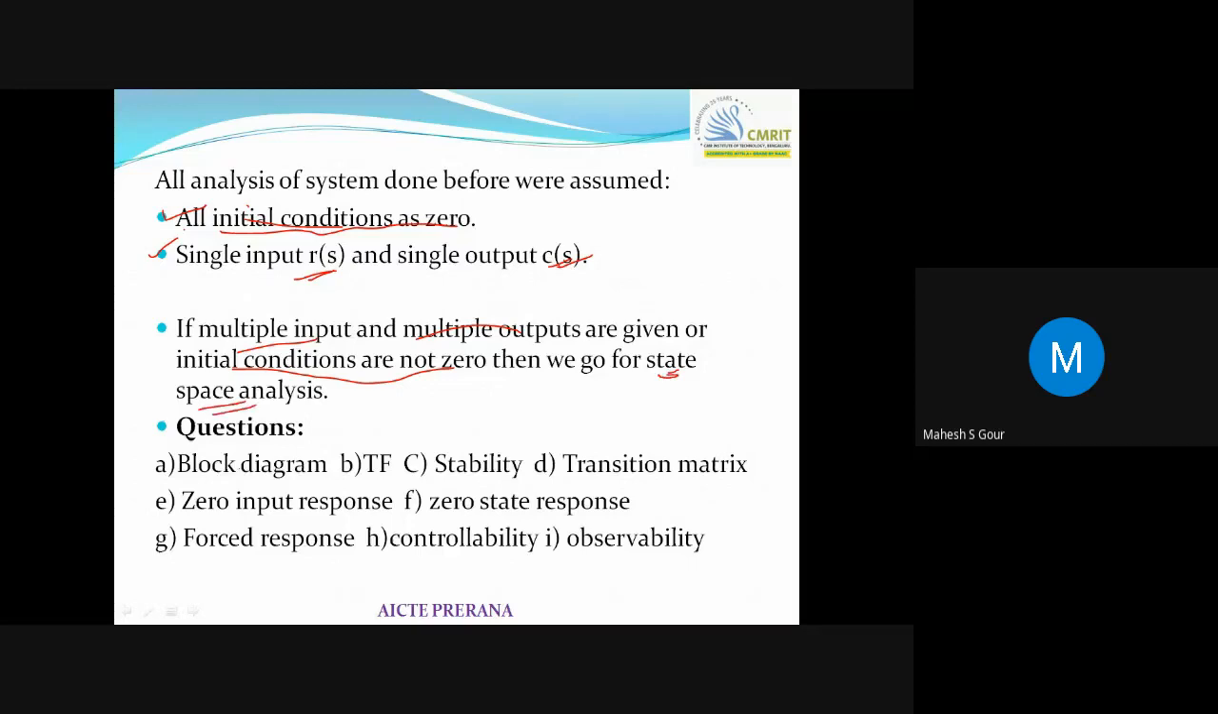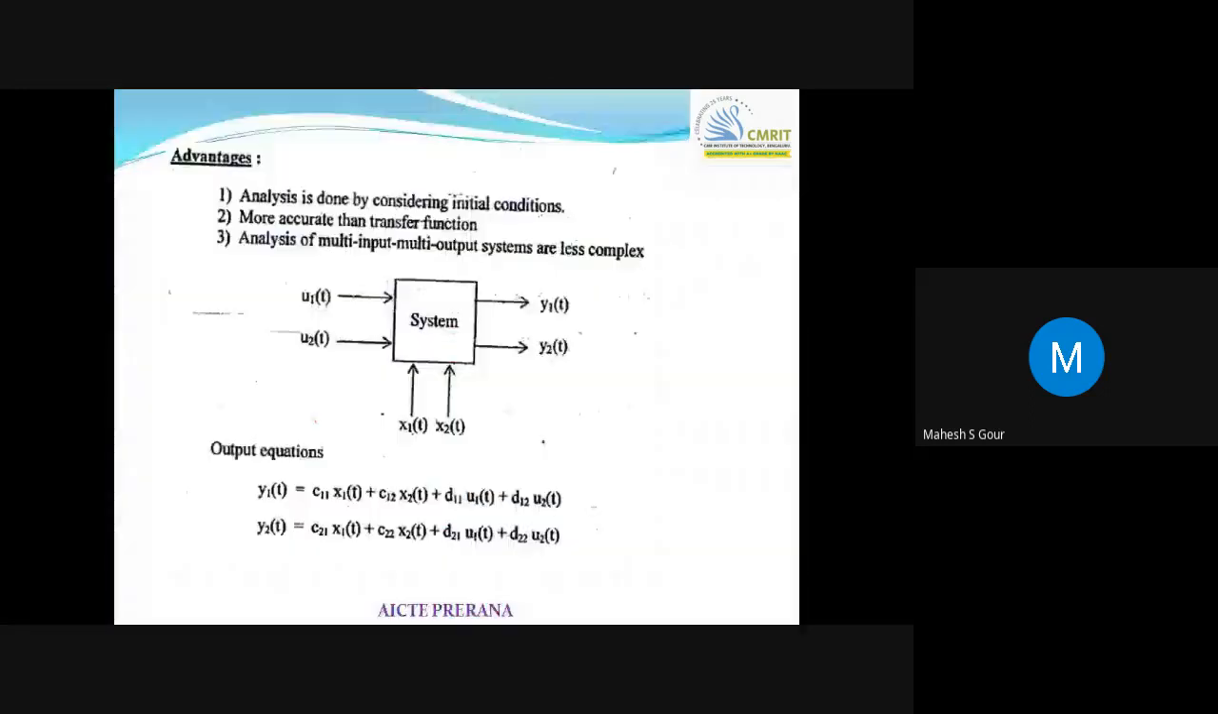So the basic block diagram, you are solving this multiple input, multiple output system. You are solving the block diagram, transfer functions, and the stability. Plus, you are learning the state transition matrix and the zero input response. Zero input response means the input is 0. It means your U of t is 0. If this is 0, still you'll get some output.